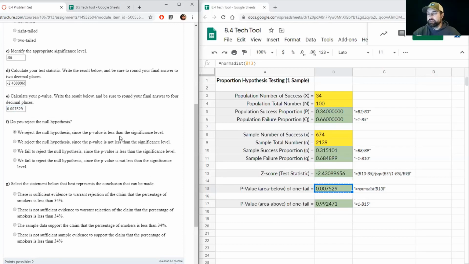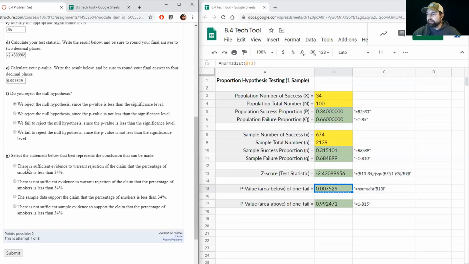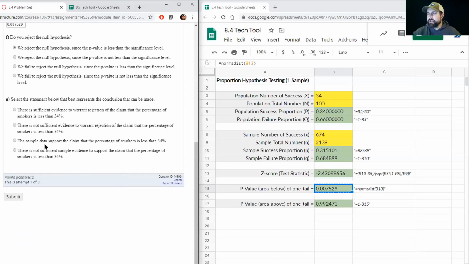That looks correct. And then there is sufficient evidence to warrant rejection of the claim that the percentage of smokers is less than. No. There is not sufficient evidence to warrant rejection. The sample data supports the claim that the percentage of smokers is less than that. There's not sufficient evidence. We're going to go with this one and see what happens.